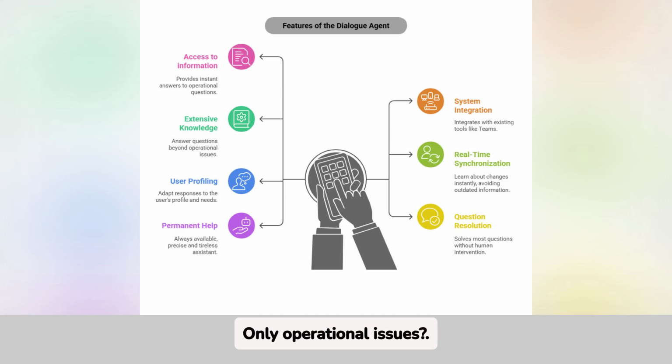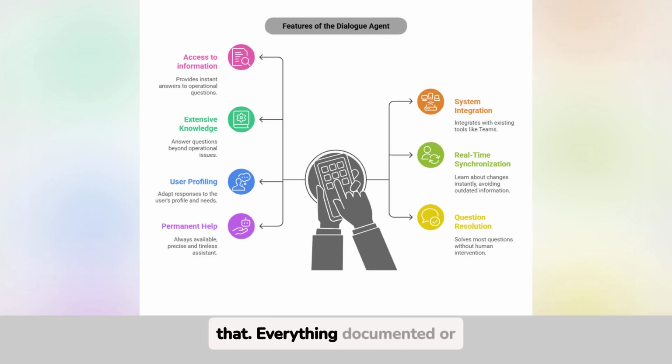And what kind of things can you answer? Only operational issues? Much more than that. Everything documented or live within the system can answer this question. For example, how do I add a new client to the new process? What is the current conversion KPI? Who approves this step? Where is the video explaining the change?